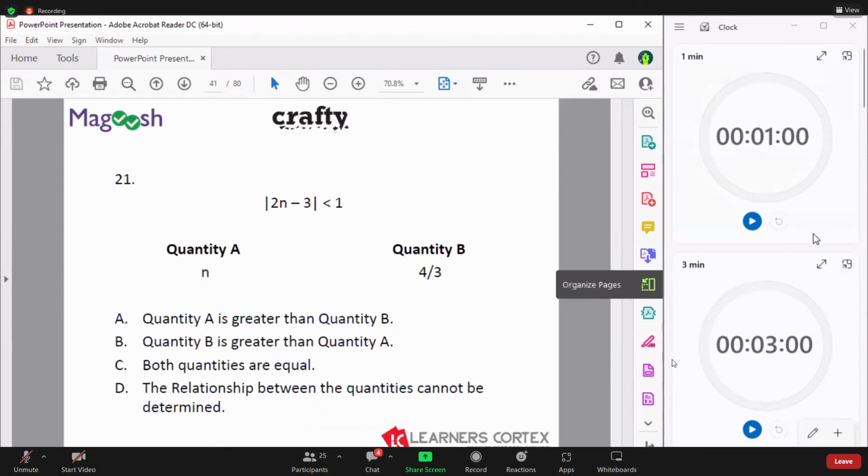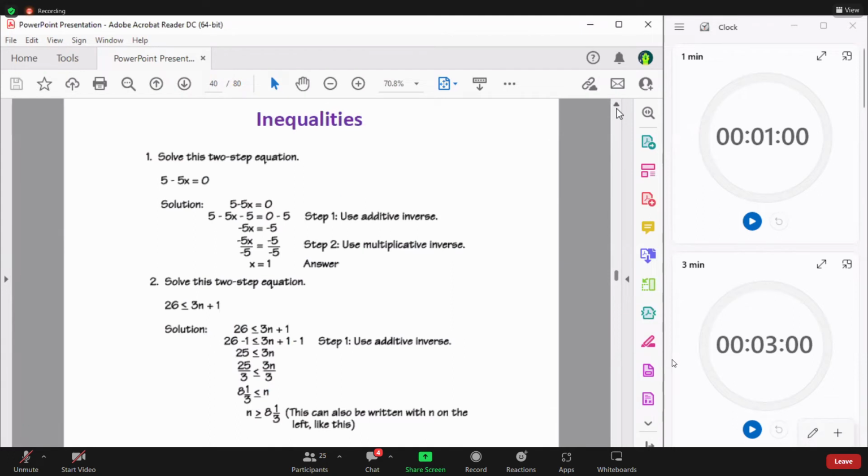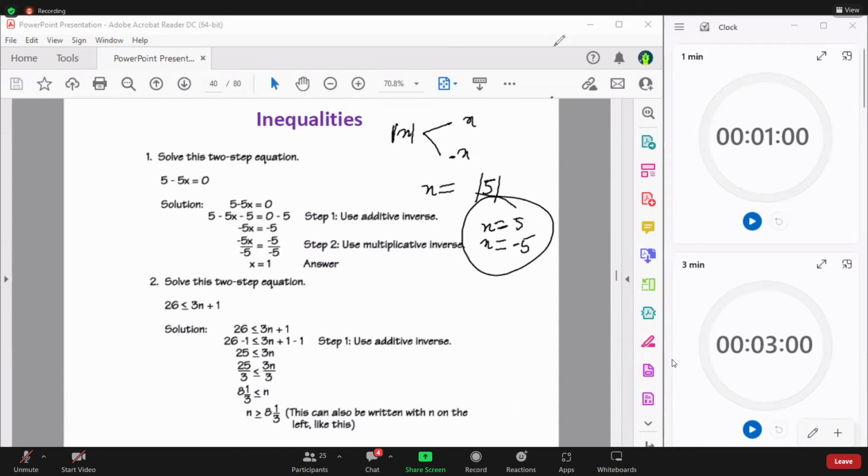Okay, we'll start with the questions right away. Mod. Before we solve this, remember that whenever mod is given, if it is x in the mod, then this value can have two answers, which is x and minus x. So if x is equal to mod 5, this means that the value of x can be 5 as well as -5. So these are the possible values for mod.